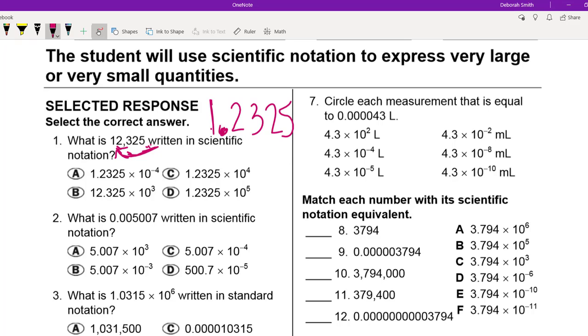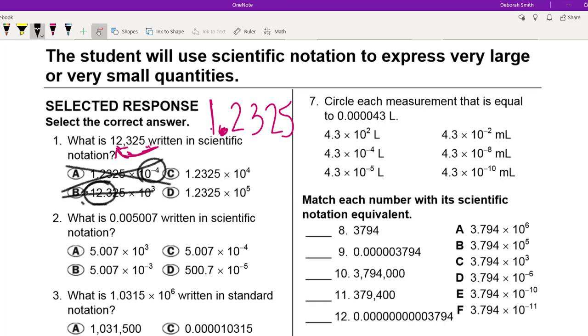So something I forgot to do is right here. That's not a number between 1 and 10. I'm not going to pick that at all. It's going to be one of these others. I'm also not going to pick this one because that's a negative exponent, which means I would have a really small number and I don't. So that's not that one.